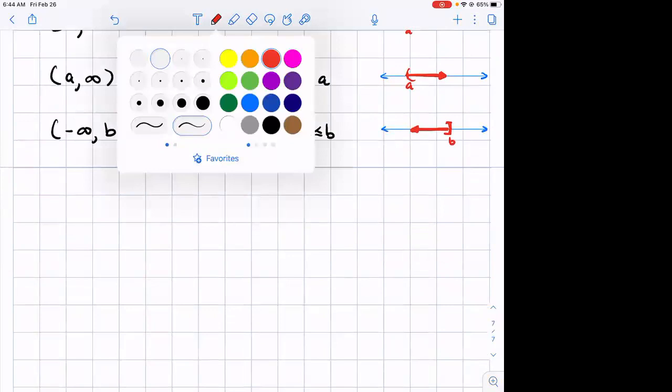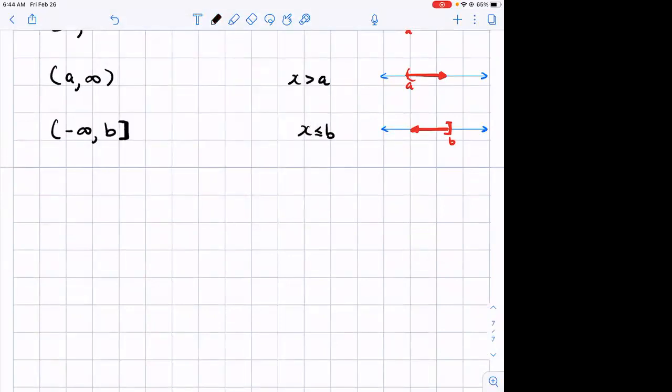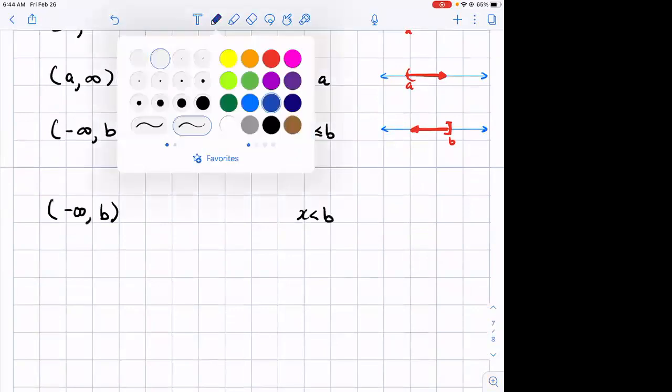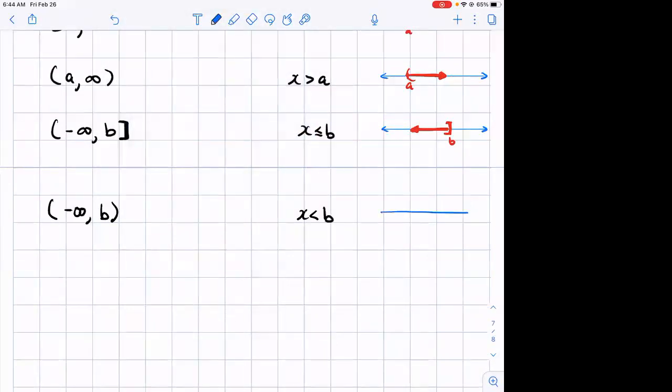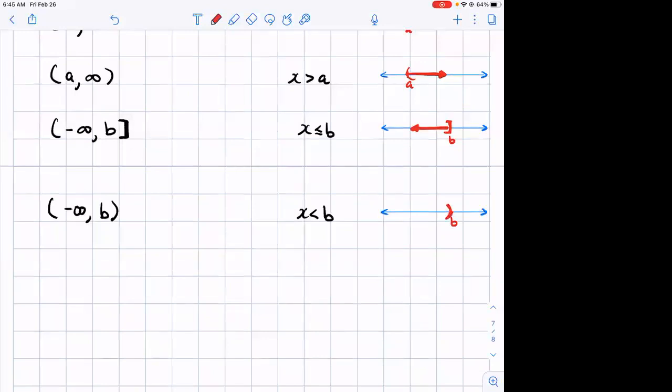We can also take a look at where both ends are open: negative infinity, comma, B, close parentheses. So here we have X is just less than B. If we look at the graph of this one, if this is B here, we use a parentheses and the arrow goes to the left because it's fully open.